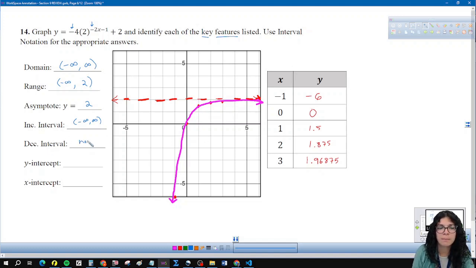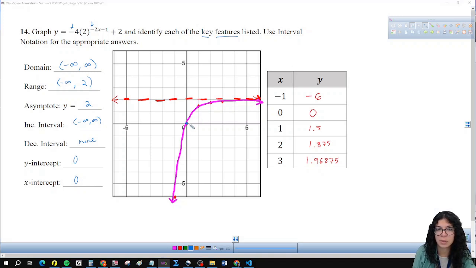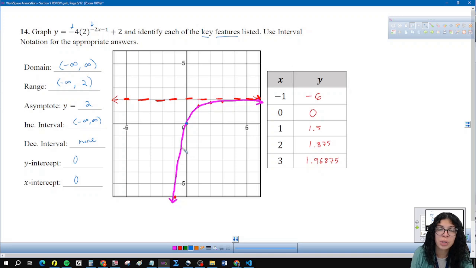Decreasing would be none. My y-intercept is at 0, and that's actually also where my x-intercept is. The graph touches the line at the origin, which means that both the x and the y-intercept are at 0.